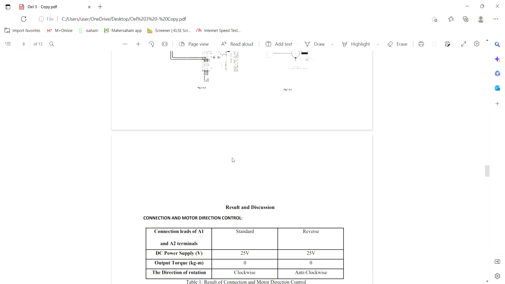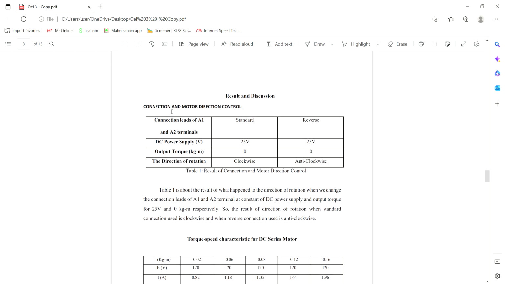Okay, and for the result, this is for connection and motor direction control. If we can see from Table 1 of the result, it shows what happened to the direction of rotation if we change the connection of A1 and A2 terminal. So for the first one, we have done the standard connection with this 25 volt output torque. The direction of rotation is clockwise, and when we reverse the connection, it will go anti-clockwise.